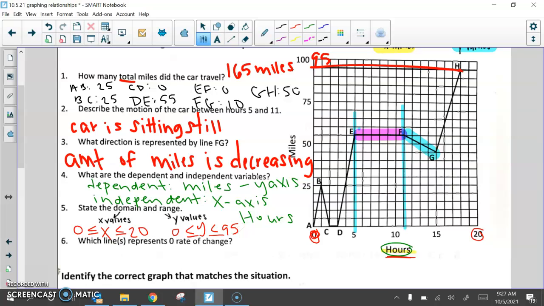Our last question for number 6 is which lines represent 0 rate of change? So we already did one, that was line EF. And there's another one, line CD.